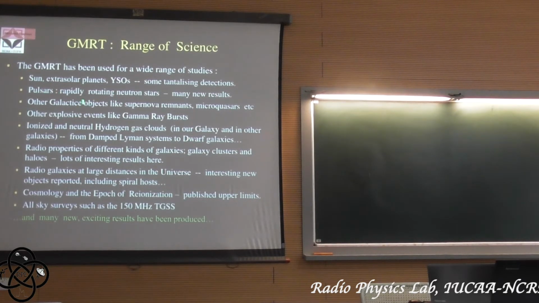And this should be galactic objects like supernova remnants and so on, explosive events like gamma ray bursts, different forms of neutral and ionized hydrogen gas clouds in our galaxy, nearby galaxies, faraway galaxies, and so on. Then studying radio galaxies at various distances in the universe, finding new radio galaxies, studying cosmology, the early universe, the epoch of reionization, and various things. I don't know if you would have had talks on some of these by now. Some of this you may get later on. And then things like all sky surveys.